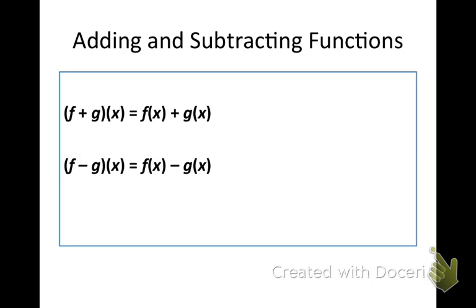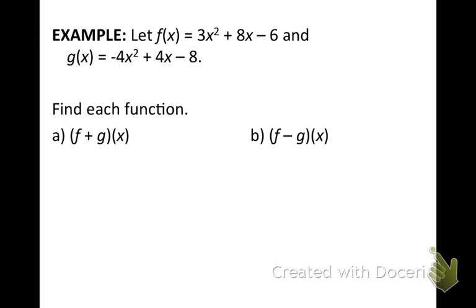Same thing for subtraction. If you see f minus g of x, then all you're going to do is take function f and subtract from it function g, which you already know how to subtract polynomials because you already did that in section 2. Now we're just turning it into function notation. Okay? So in your example, you're going to be given 2 or 3 or 4 or however many functions in the given part, and then you're going to use that to find your adding or subtracting of the two functions.